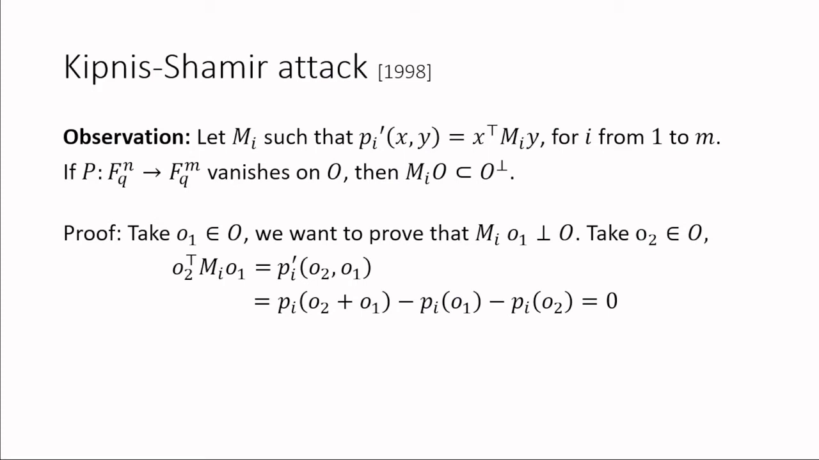And the proof is very easy. So take a vector O1 in O, and then we want to prove that Mi times O1 is orthogonal to O. So to prove this, you take a vector O2 in O, and then we need to prove that this thing is zero. But by definition of Mi, this is just this polar form applied to O2 and O1. But if you apply the definition of the polar form, this is just this. And we know that P vanishes on the space O, and O1 and O2 are in O. So Pi vanishes on O1, O2, and also O1 plus O2. So this is just zero. Right? So the proof is very simple, but still this is a very powerful observation that will allow us to attack.